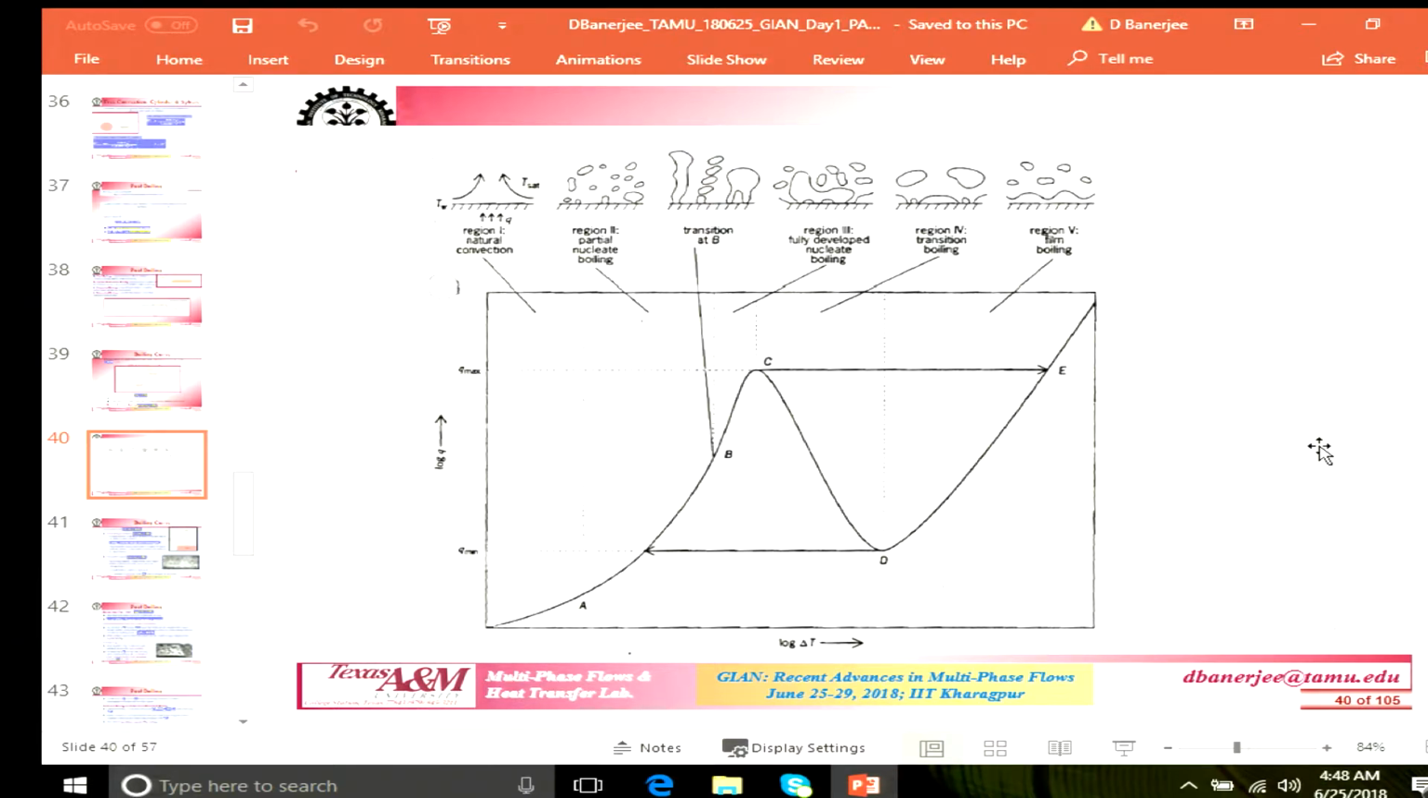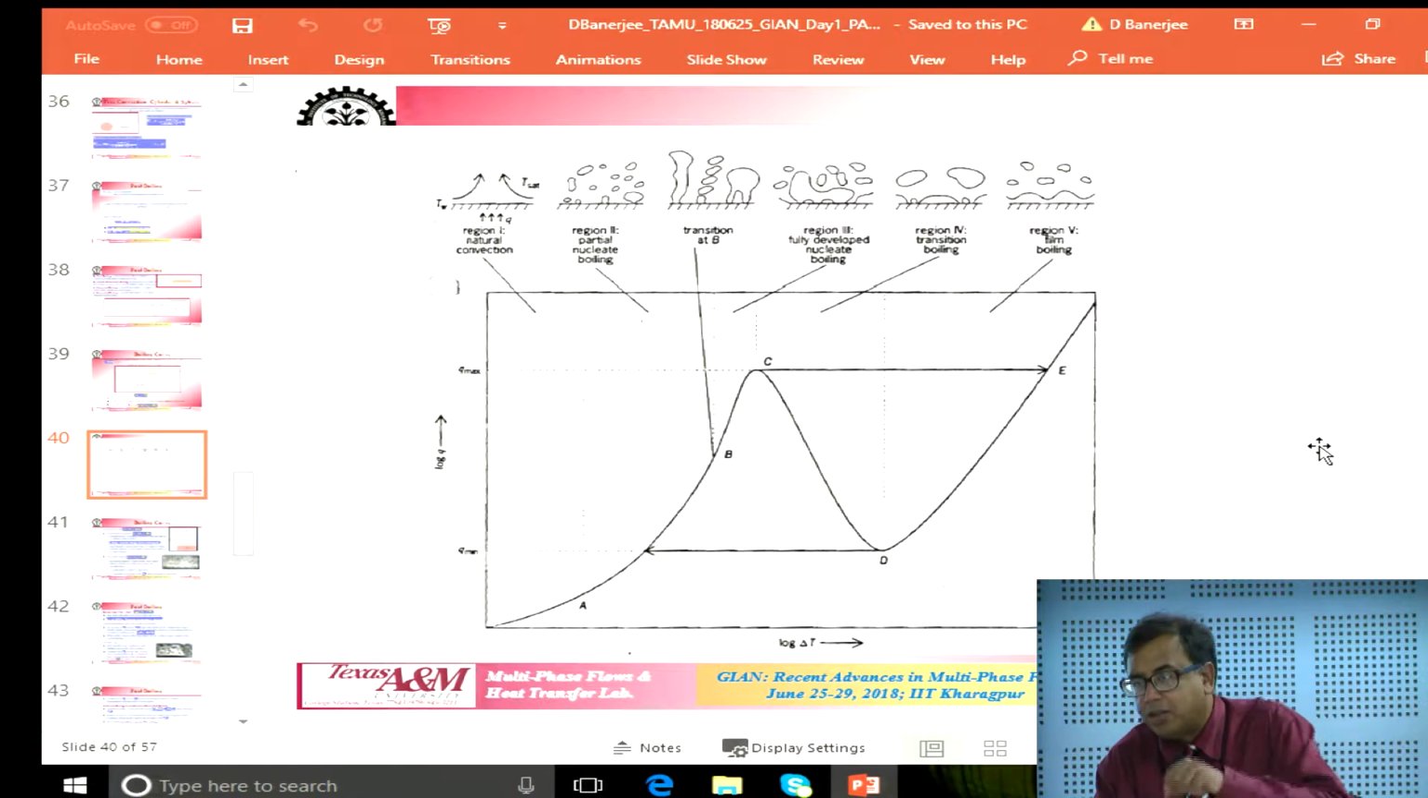Not a lot of textbooks actually talk about this phenomenon, but there is evidence in the literature where the vapor film, even in stable film boiling, collapses at localized areas.